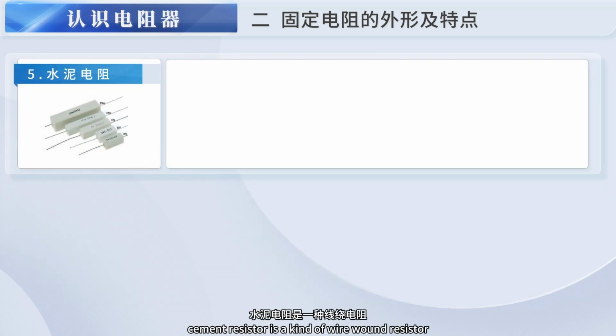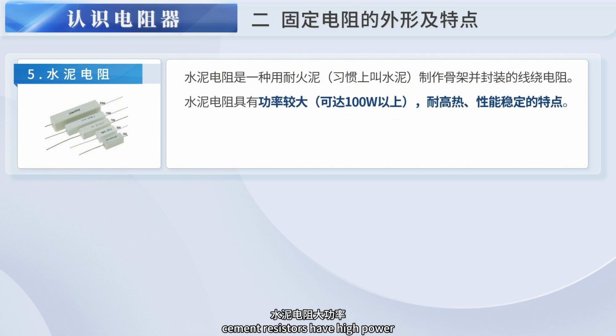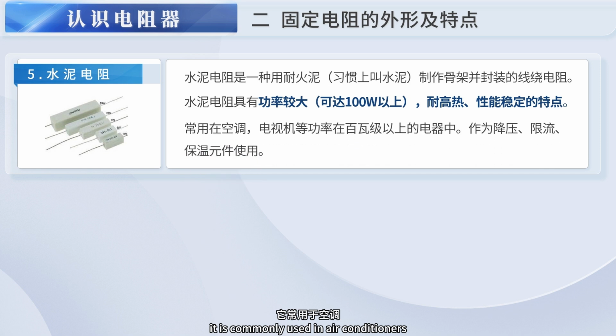Cement resistor is a kind of wire wound resistor. It uses refractory mud, commonly known as cement, to construct the framework and encapsulate. Cement resistors have high power, with a power of over 100 watts, and high temperature resistance and stable performance. It is commonly used in air conditioners and other appliances with power above 100 watts, used as a voltage drop, current limiting and thermal insulation element.